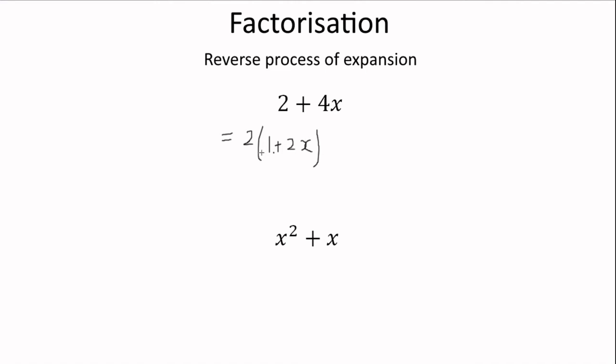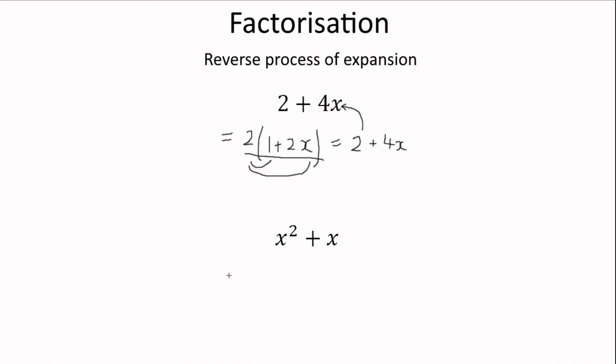If you want to double check to make sure that is correct, you can simply expand this out again. So you'd have 2 times 1, and then you'd have 2 times 2x, which is 4x. And as you can see, that is exactly the same as that. So that means this is factorized out correctly. And that is the factorized form of that expression. So the next 3 examples, we're going to be taking a look at this a bit further.